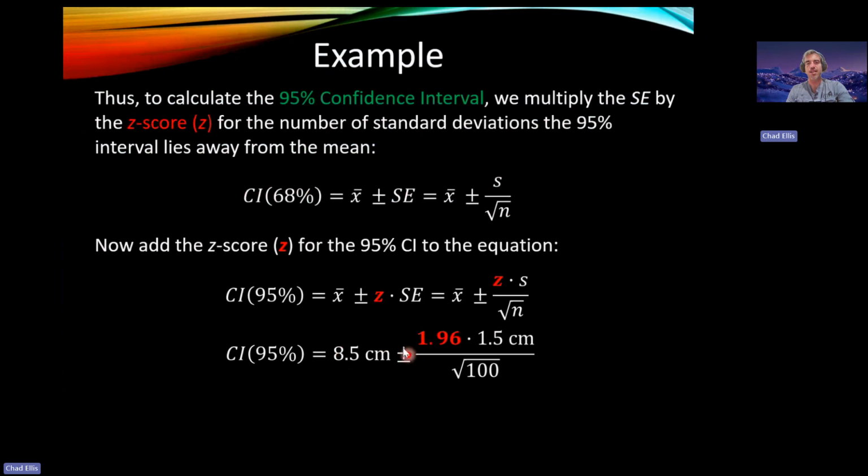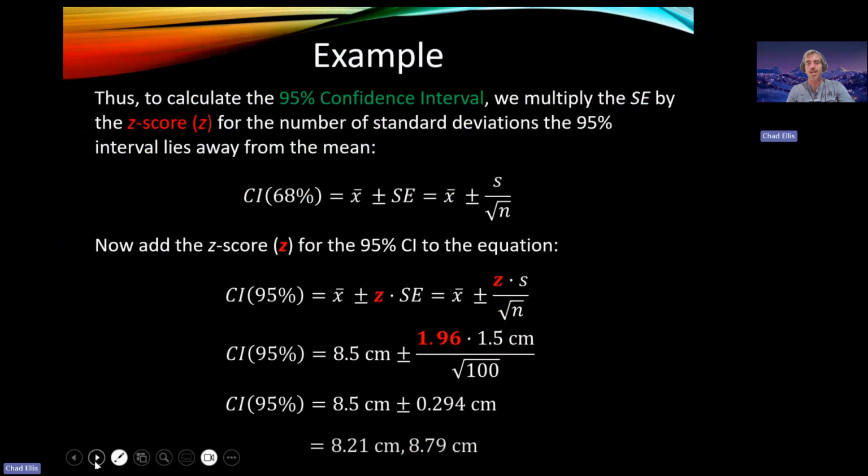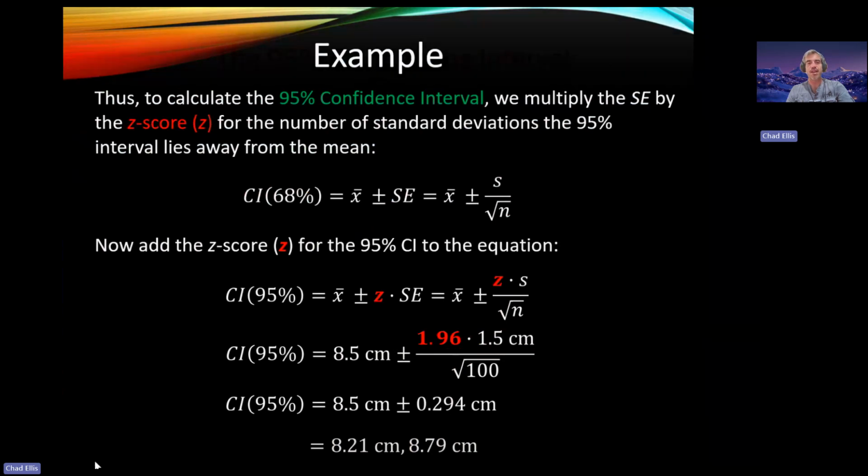So in this case, we're going to take our sample mean, and we're going to multiply our sample standard deviation by the 95% z-score, divided by the square root of our sample size. So of course, now for the 95% confidence interval, we're going to have a wider confidence interval. Now we have a confidence interval of 8.21 up to 8.79.